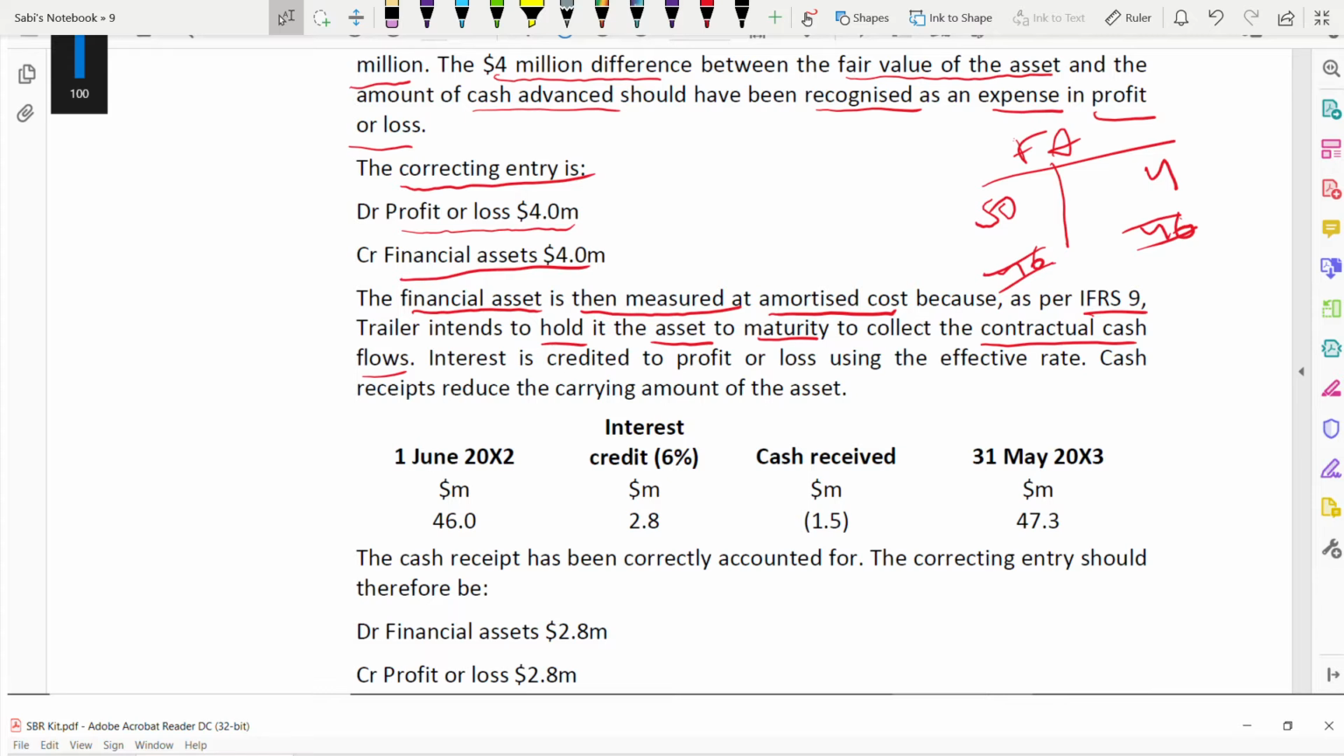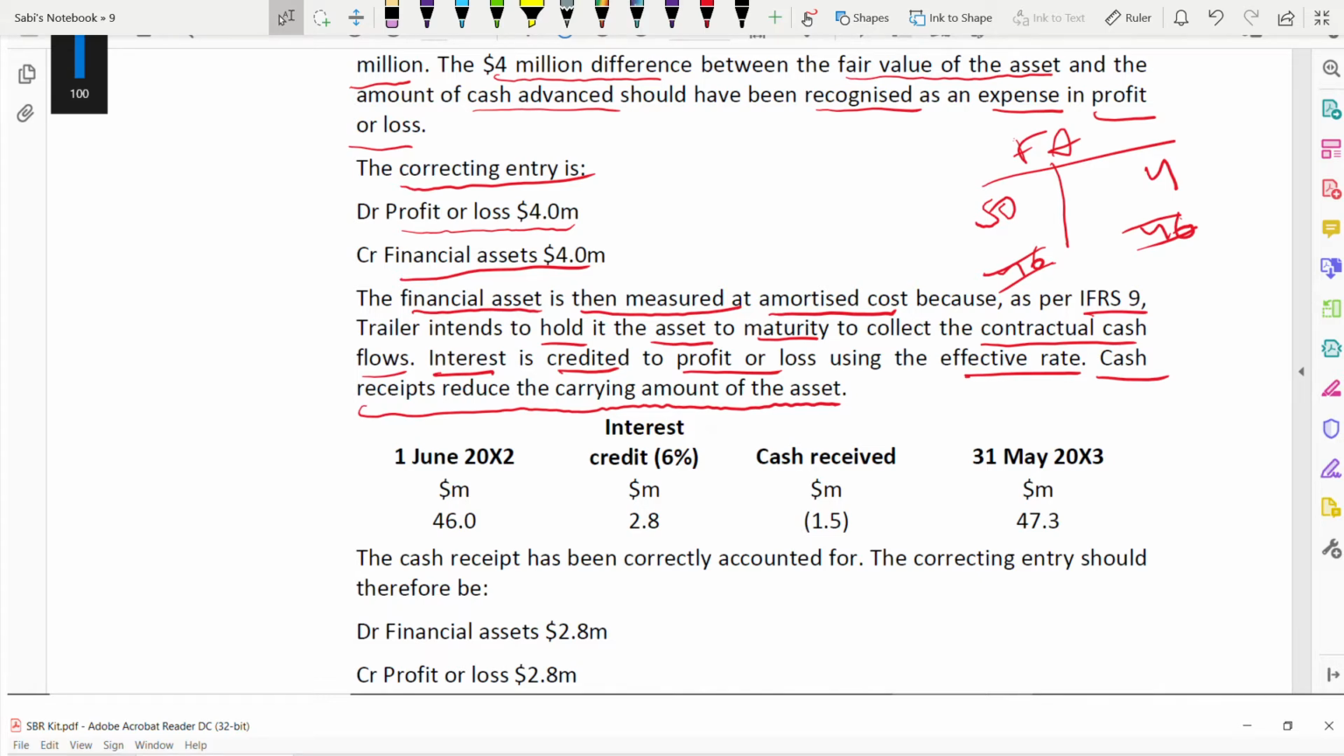Now, what's happening? Interest is credited to P&L using the effective rate. Interest is credited to which place? P&L using the effective rate. And cash receipts reduce the carrying amount of the asset. This needs to be there in your answer. There is no other way that you can omit this part from your answer. Interest is credited to your P&L using the effective rate. In IFRS 9, whenever interest is there, effective rate is also there. That effective rate is 6% only, the market rate.